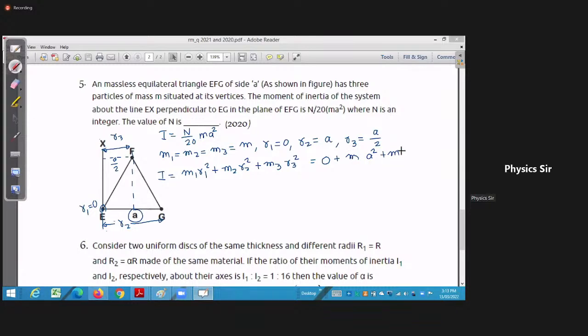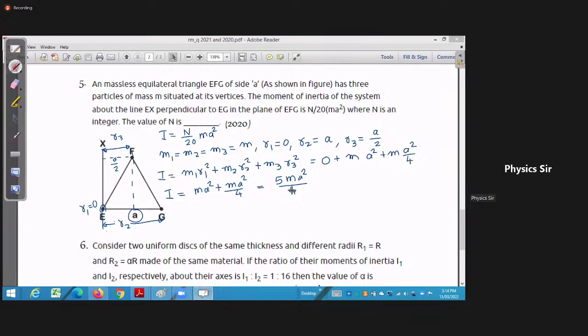m3 is m, and this r3 squared will be a squared by 2 squared, which is a squared by 4. Therefore, this moment of inertia will be ma squared plus ma squared by 4. So this will be 4ma squared plus ma squared, which is 5ma squared by 4.